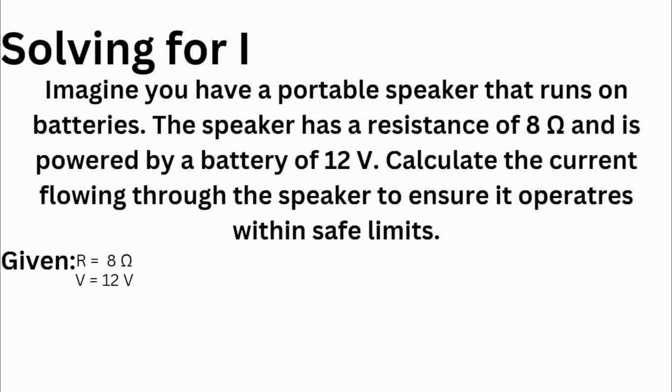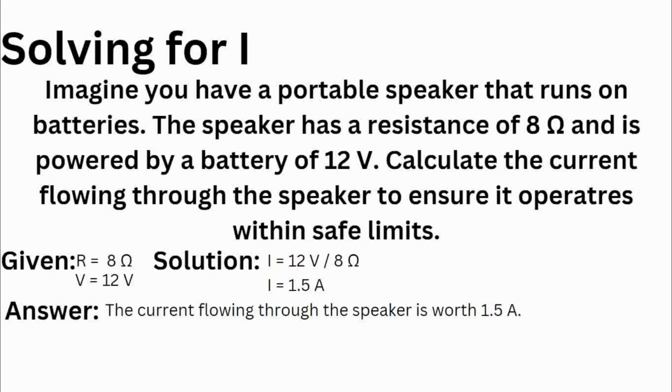So what's our given? We're being told first that our resistance is 8 ohms. So R is equivalent to 8 ohms. And we're also told that the voltage of our battery is 12 volts. So put it in our solution. 12 volts divided by 8 ohms is 1.5 amperes. So our answer is the current flowing through the speaker is 1.5 amperes.